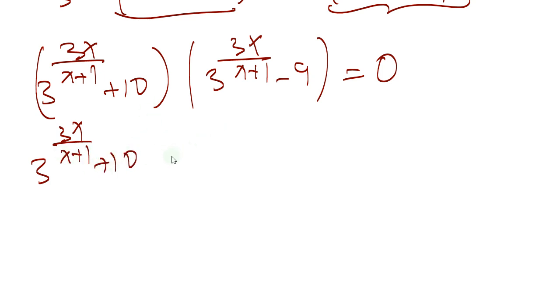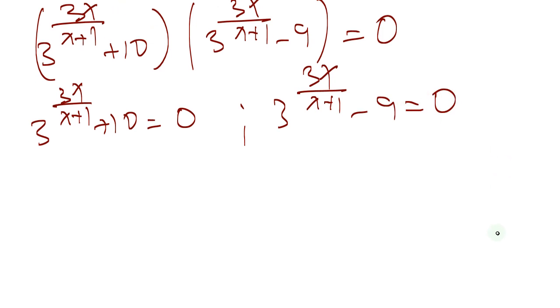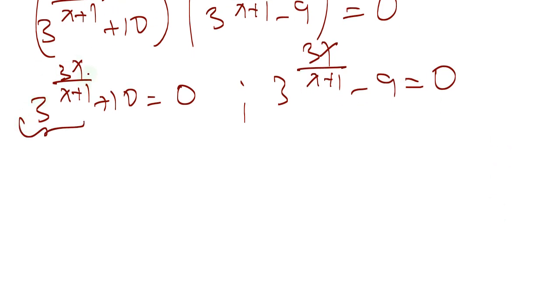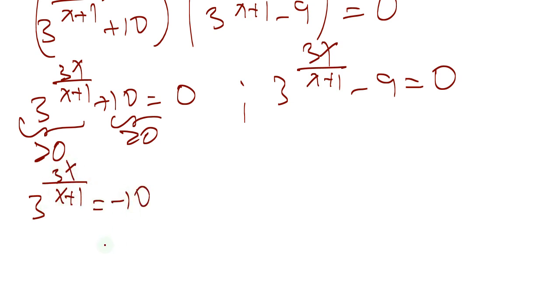So from here we have that 3 to the 3x over x plus 1 plus 10 will never be equal to 0. Let's say equal to 0 first, and then we're going to discuss it. And 3 to the 3x over x plus 1 minus 9 equals 0. So what we have from here, guys, is that 3 to the 3x over x plus 1 is always greater than 0, and 10 is a positive number. So this is always greater than 0 if we solve in real solutions. But in case we want to consider imaginary solutions, we're going to say negative 10. This is going to lead us to imaginary solutions, but this is not the way we want to go. So we're going to reject it and solve only for the real solutions here.